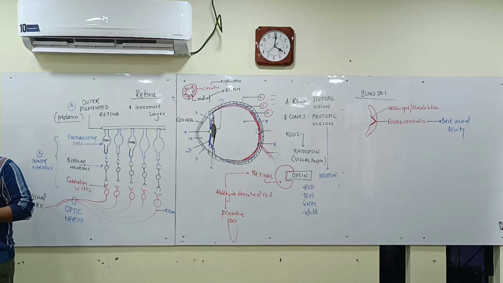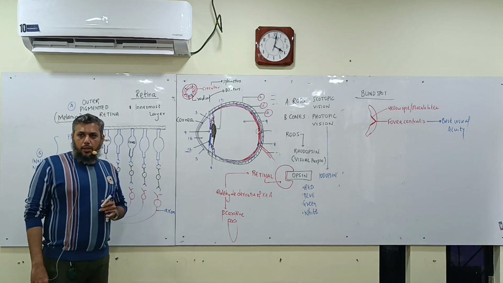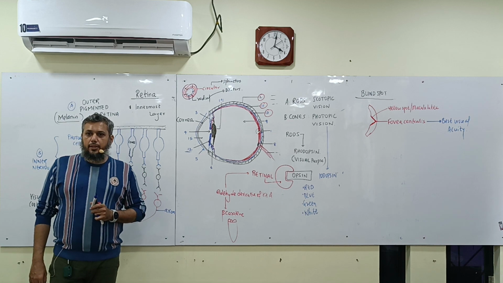What is the yellow spot also called? Macula lutea, and at the center it shows the presence of what? Fovea centralis. Is the anatomy understood by everyone? Then look at the space between the lens and the retina. Which space are we talking about? The space between the lens and the retina.